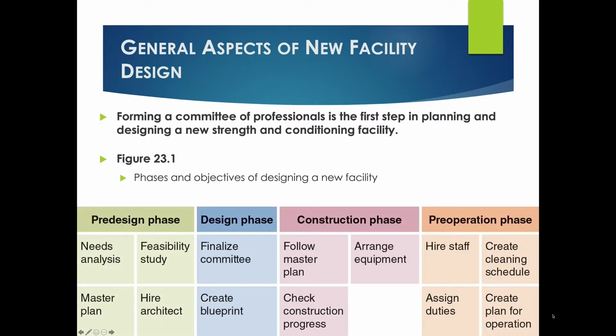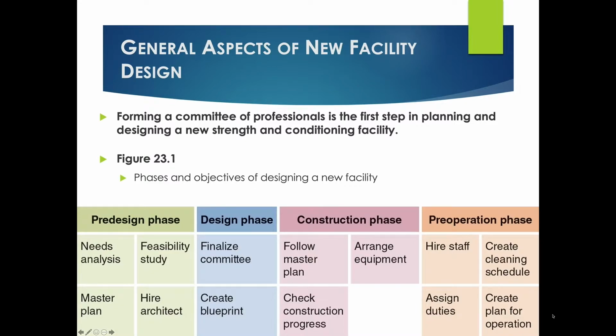So the general aspects of a new facility design: one, make sure you form a committee of professionals for planning and designing a new strength and conditioning facility. And this is really important, that you have a committee that is all on the same page in terms of the same goals. You need to make sure that this committee has enough professionals on it, and especially having a strength and conditioning person on that committee is really important.